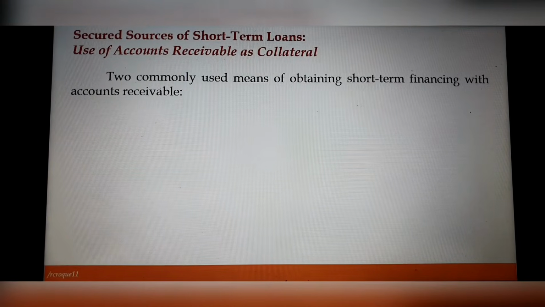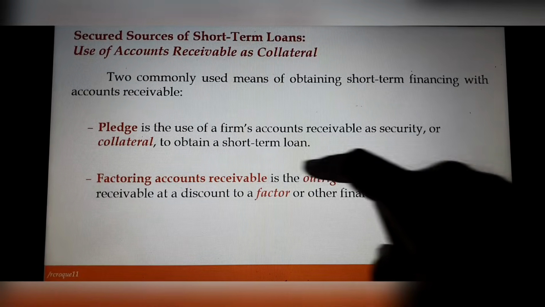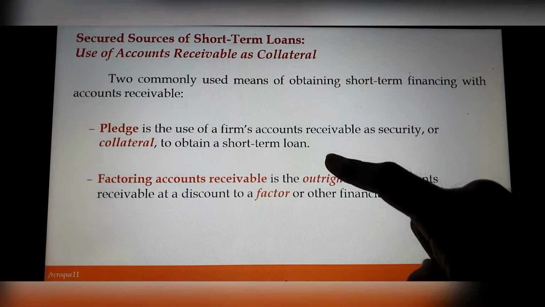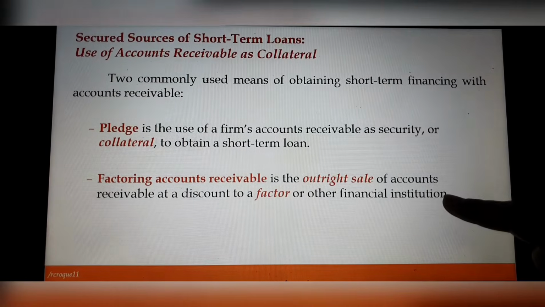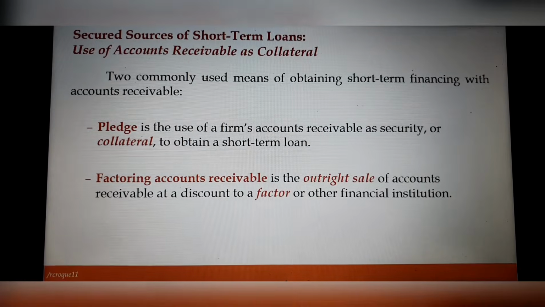And the two commonly used means of obtaining short-term financing, ito yung kilala din natin na pledge and factoring. So pag sinabi natin pledge, we are just making use of your receivable as collateral. Pero kapag factoring naman, we are doing the outright sale of the accounts receivable to a discount to a factor. So yung factor is what we call yung mga financial institutions that specializes in purchasing AR or accounts receivable from the businesses. So let's talk about pledges.